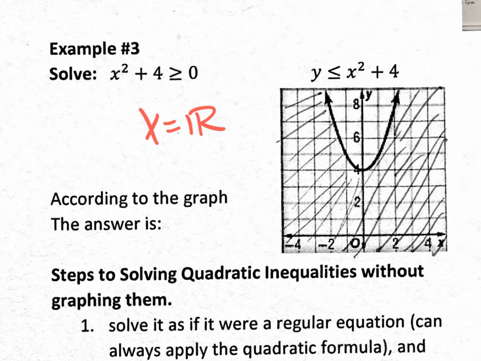Now, if you're doubting it, like you're saying, I don't buy that, what do you mean x equals all real numbers? That means that you can plug in any number you want into this inequality and do the math, and it's going to work. If I plug in 0, 0 squared plus 4 is 4, and 4 is greater than 0. If I plug in -10, -10 squared is positive 100. 100 plus 4 is 101. That's greater than 0. Any number you plug in is going to work because of the shading on the outside.